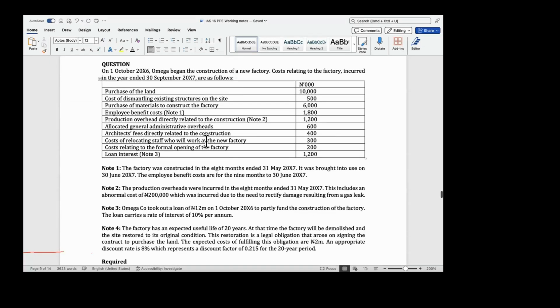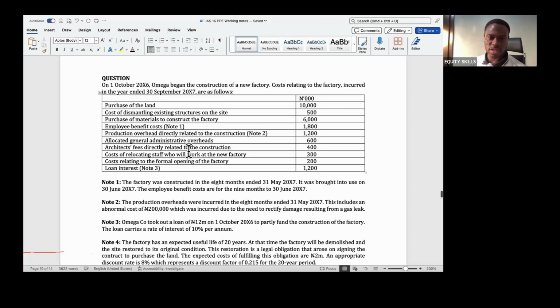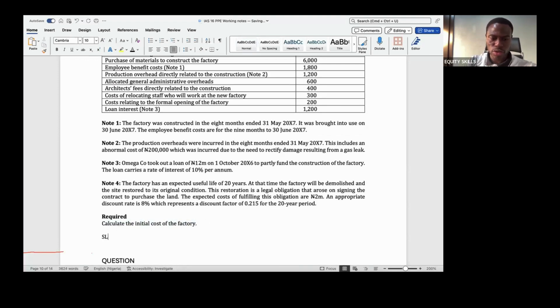Okay. So we are asked to determine the initial costs. This is like the first thing I taught you under measurement, initial measurement, when we were talking about purchase price, import duties, non-refundable purchase taxes, less discounts and rebates, and all of that. So this is a question on that. It gave us quite a lot of details, and we are asked to calculate initial cost. So we need to take it one by one.